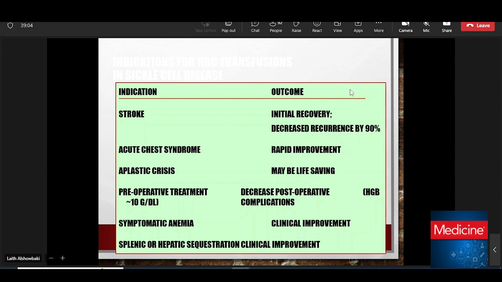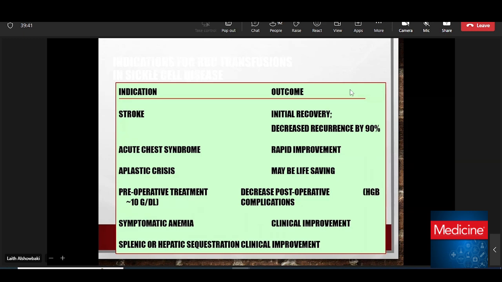The first indication is stroke, and the expected outcome of blood transfusion is improved recovery and reducing recurrence by 90%. In acute chest syndrome, blood transfusion and sometimes exchange transfusion lead to a rapid improvement in the symptoms and signs in those patients. In aplastic crisis, it's definitely life-saving.